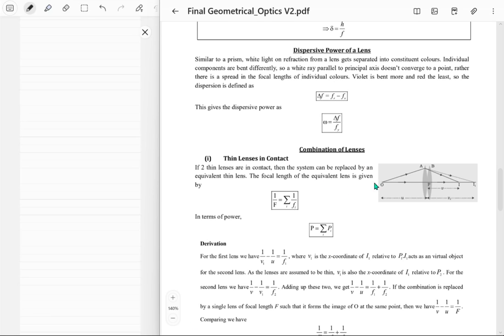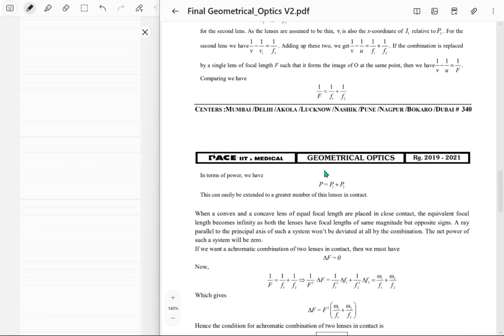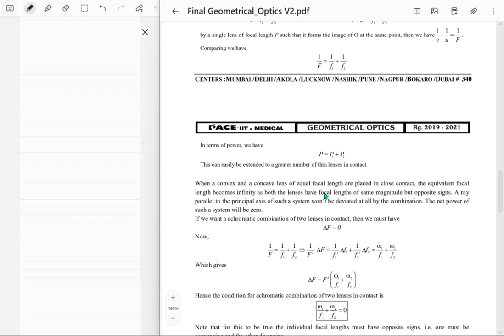Thin lenses in contact. I mean, okay, this is not going to do that. So, oh yeah, P1, P2, whatever.